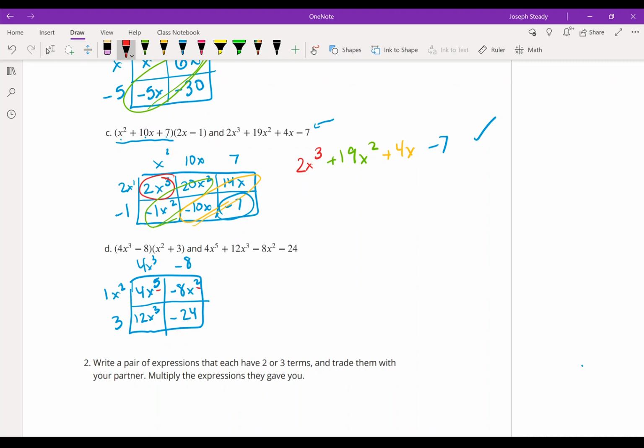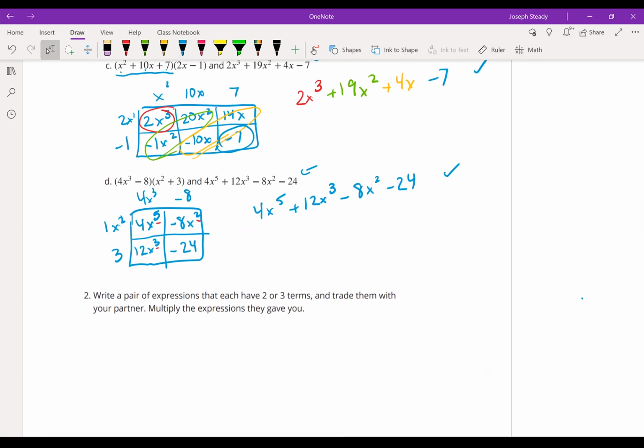Negative 8x squared is the only x squared term. 12x cubed is the only x cubed term. And negative 24 is the only constant term with no x's. So nothing combines here. We're just left with 4x to the fifth. Now I'm going to write this in standard form order, so highest exponents come first. So the 12x to the third is the next highest exponent. Then the minus 8x squared. Then the minus 24, because it doesn't have any x. So that does match with what they got, which is good. And we even wrote it in the correct standard form order.